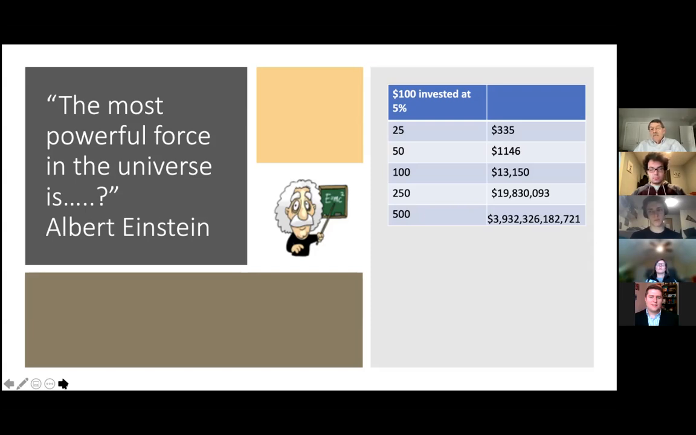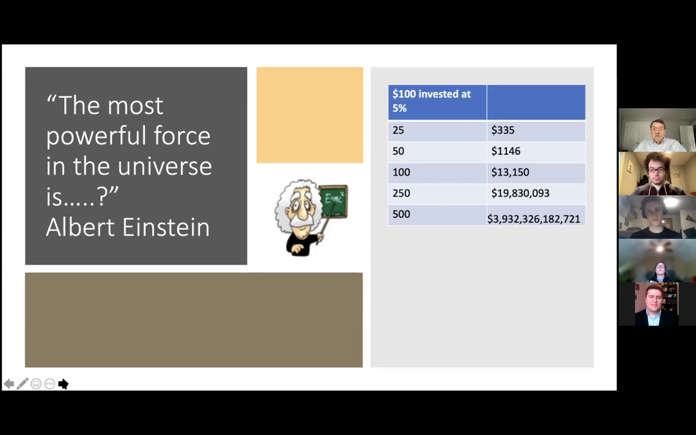Now, if you did in fact come to this country with the Pilgrims and they went and invested $100 in the First Bank of Plymouth Rock and forgot about it, well, 500 years later, that $100 would be equal to $3.9 quadrillion. So that's more than all the gross domestic product of all the countries in the world with plenty to spare.